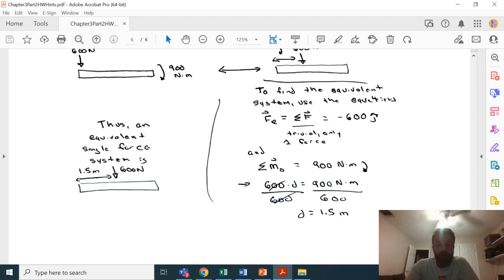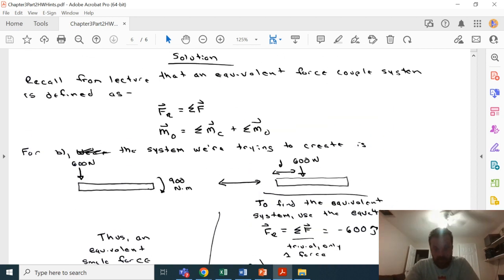So the key point is, from an equivalent force couple system point of view, having a single 600 Newton force applied 1.5 meters from the edge is the same as having a 600 Newton force applied right at the edge with an additional 900 Newton meter couple. These are kind of confusing until you work a few of them, which is why I put all three on the actual homework assignment.